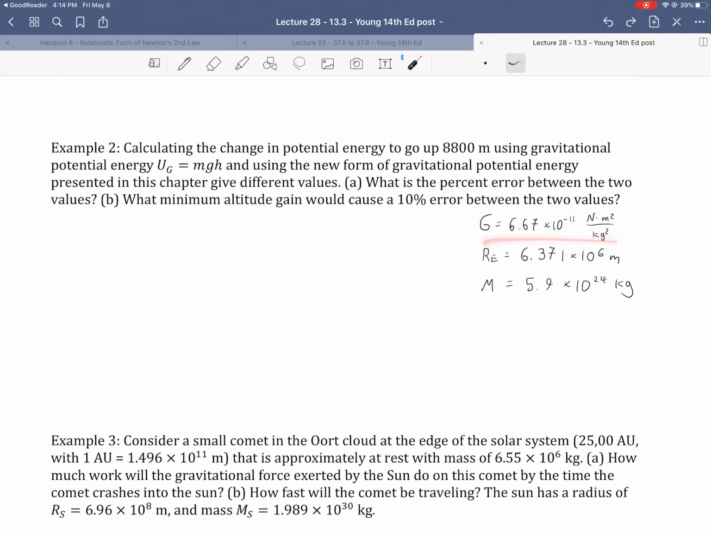Okay, so these are just the values we're using: gravitational constant, radius of the Earth, mass of the Earth. I don't state them here. I probably should have, and I try to always put them in the body of the problem. But it's on Earth. That's Earth's radius and so on.